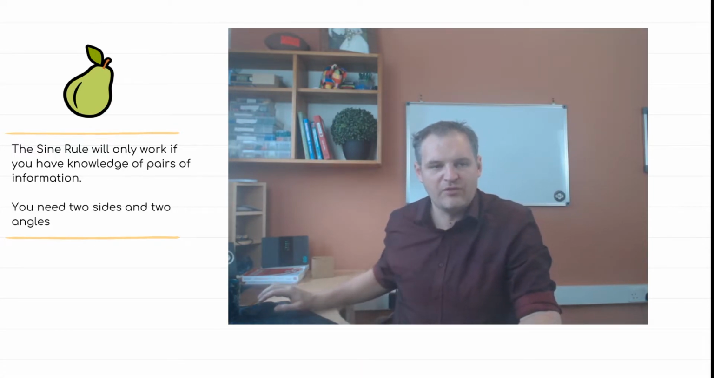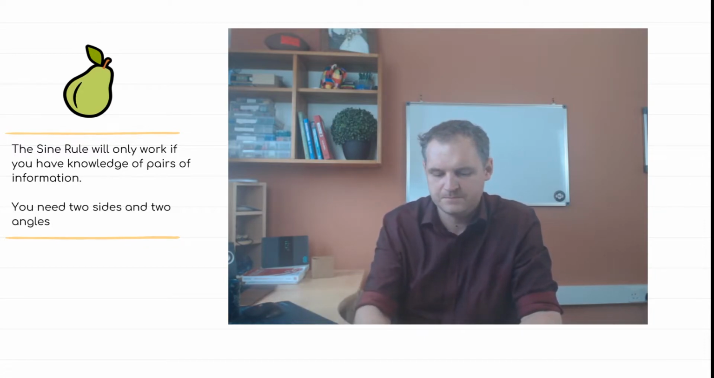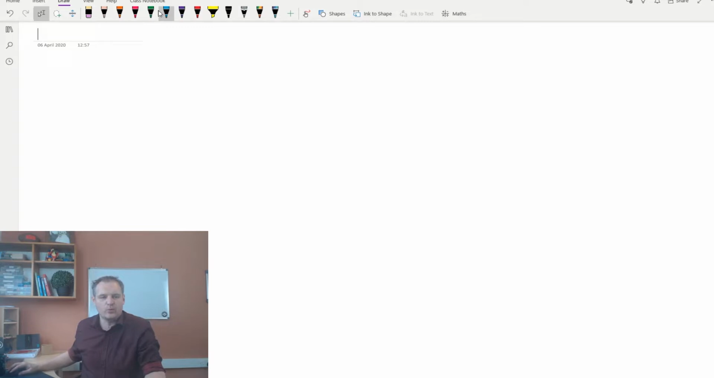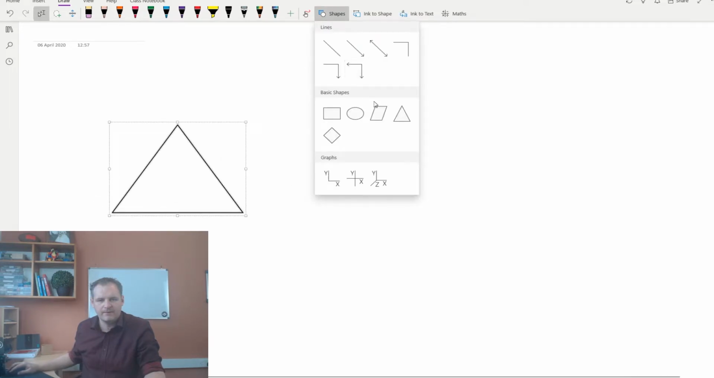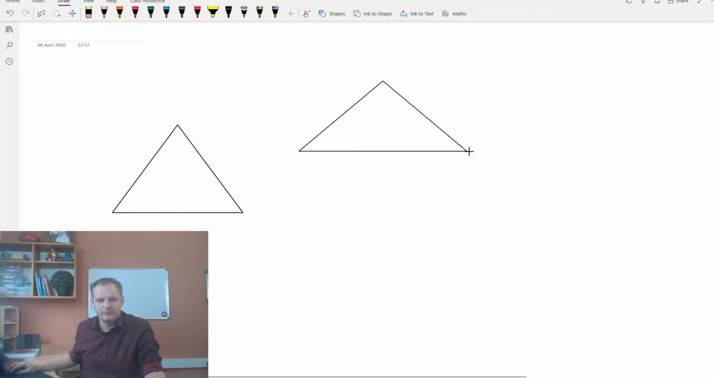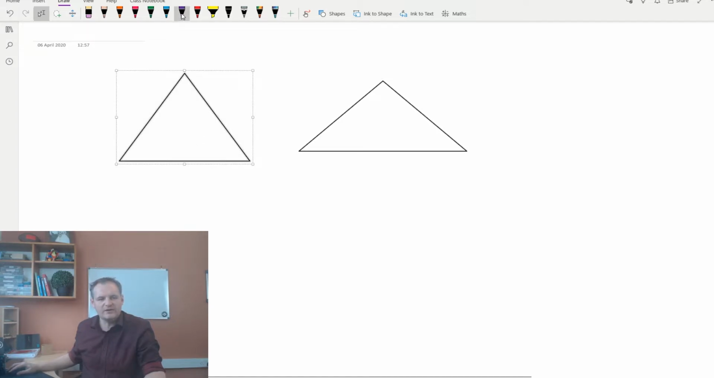So that is what I'm going to do now. We are hopefully together here, and I've got two different triangles, and a second one. We are going to be using these triangles. One we will do the sine rule where we need a side. In order to do that, I will need to have pairs of information.